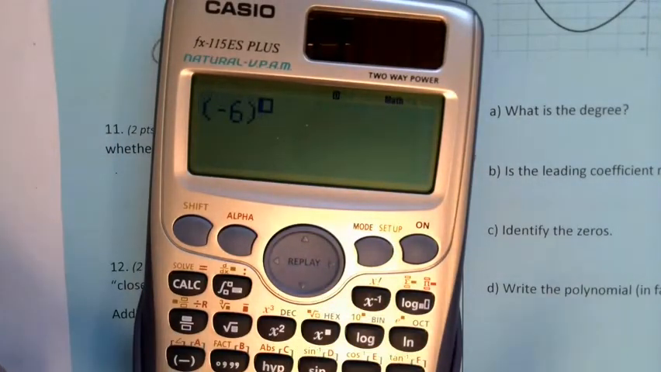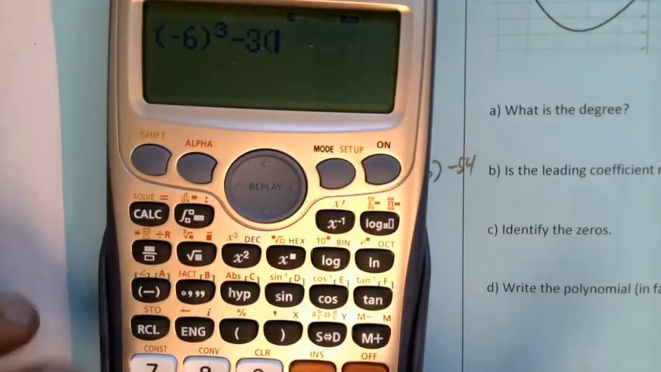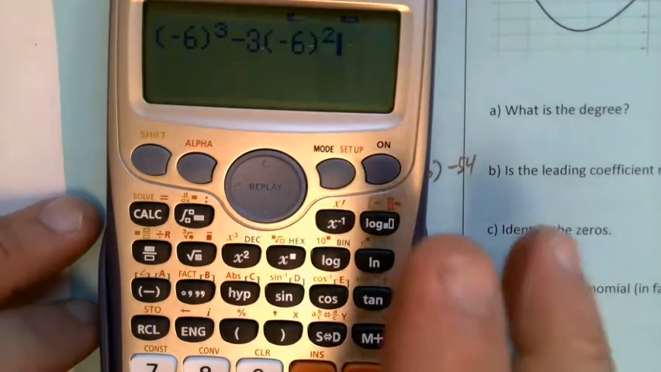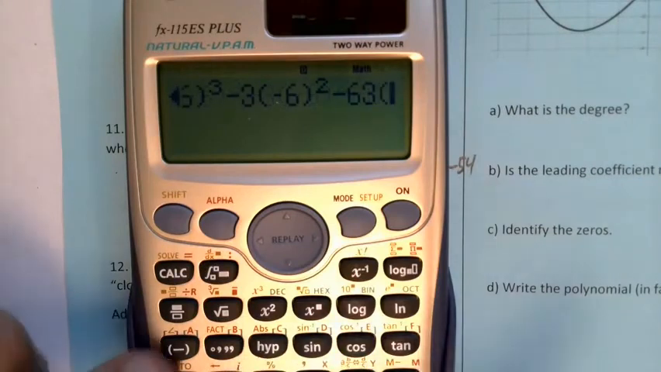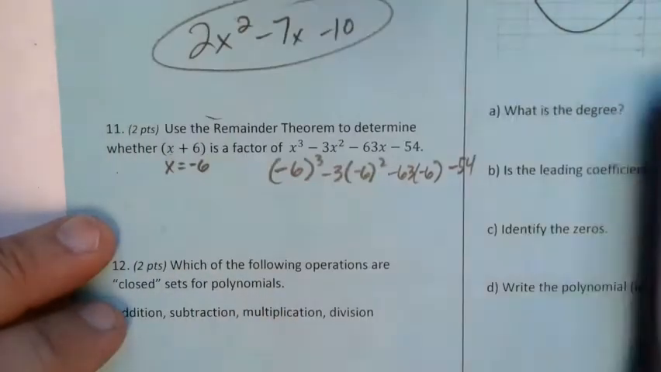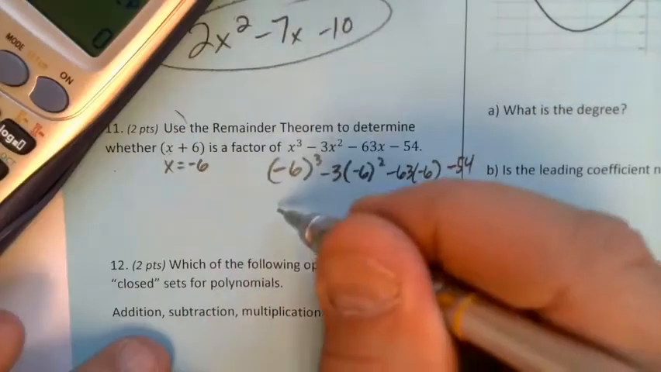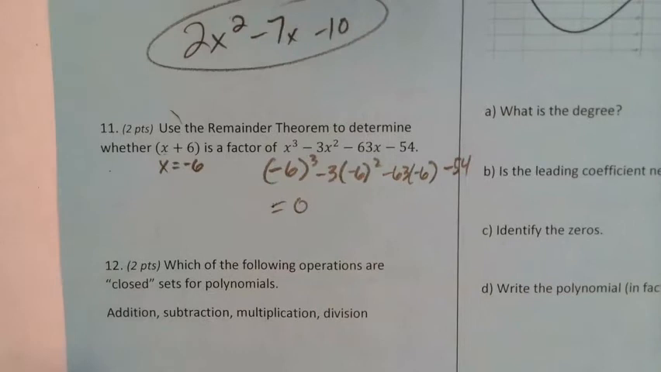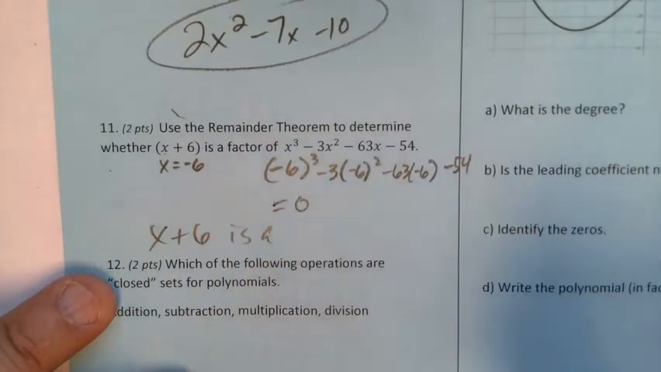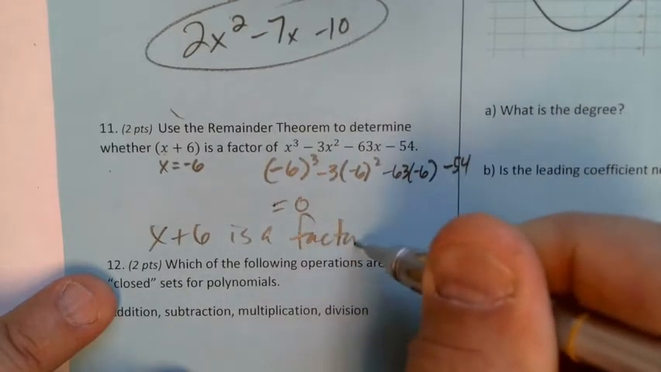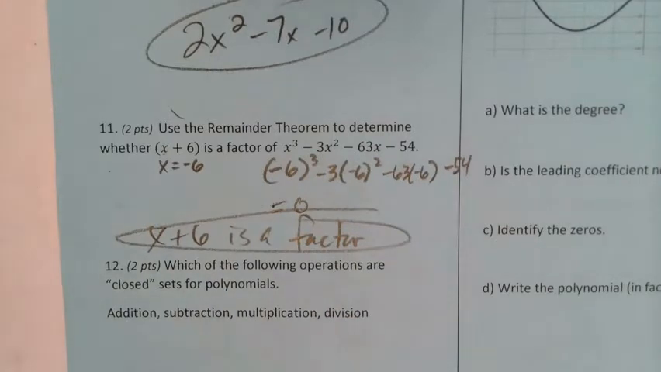Negative 6 cubed, minus 3 times negative 6 squared, minus 63 times negative 6, minus 54. This gives me equals 0, which tells me x plus 6 is a factor. So this is my work, and there's the answer to the question.